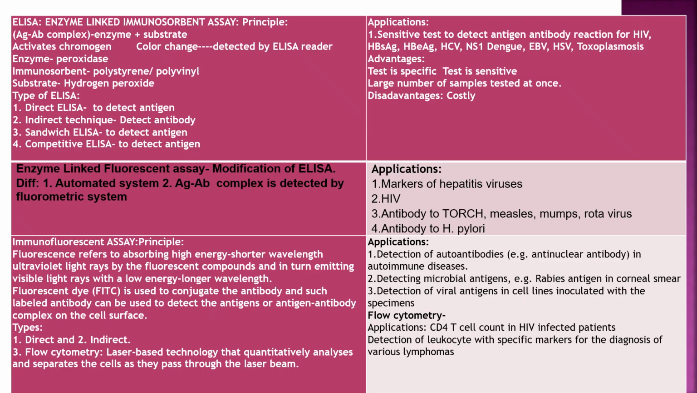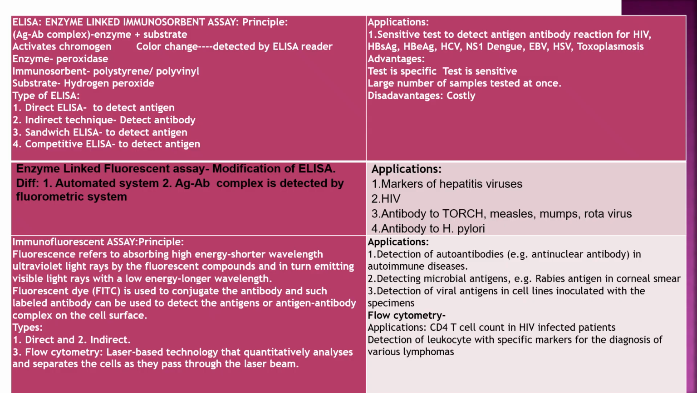Types of ELISA: direct ELISA to detect antigen, indirect ELISA to detect antibody, sandwich ELISA to detect antigen, competitive ELISA to detect antigen. Application: a sensitive test to detect antigen antibody reaction for HIV, hepatitis A antigen, hepatitis B, E antigen, HCV, NS1 dengue antigen, Epstein-Barr virus antigen, HSV, toxoplasma. Advantages: the test is specific, sensitive, a large number of samples can be tested at once, and it is mostly used in blood banks for screening of donors. Disadvantage: costly.